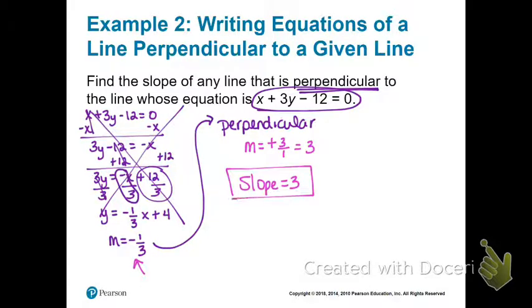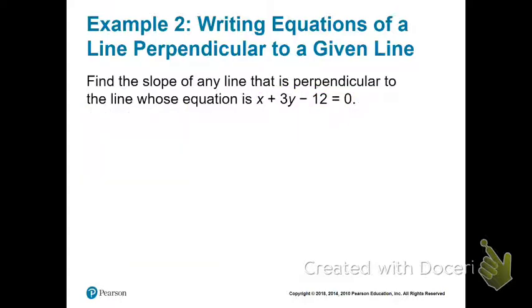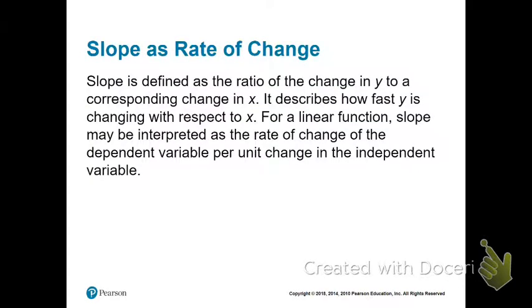If they had given me an ordered pair, then I would do exactly the same thing that I did in example 1 and write that equation using my point slope form. All right, and then slope, remember slope is just the rate at which the graph is changing. It says slope is defined as the ratio of the change in y to a corresponding change in x. It describes how fast y is changing with respect to x. For a linear function, slope may be interpreted as the rate of change of the dependent variable per unit change in the independent variable.